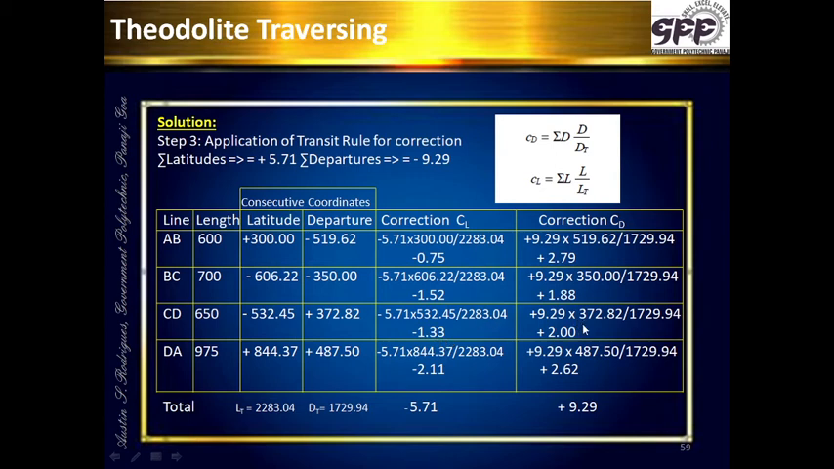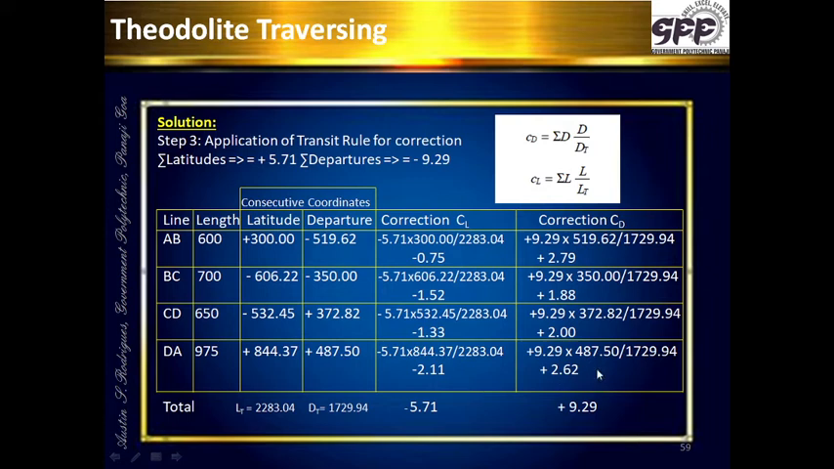Correction to the departures, plus 9.29 multiplied by 372.82 divided by sum of all the departures, that is 1729.94. The value comes to plus 2.00. Coming to DA, the correction is minus 5.71 into 844.37 divided by the total latitudes, that is 2283.04. The answer comes to minus 2.11.